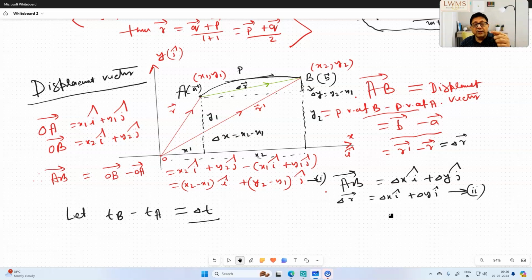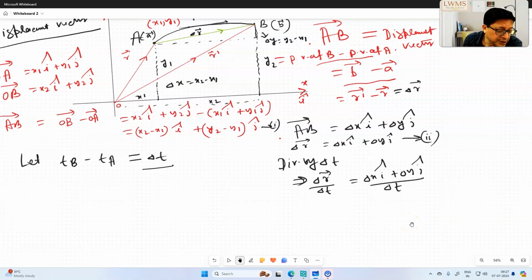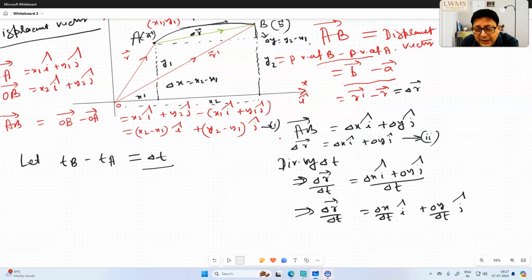In this relation, delta r equal to delta x i plus delta y j, you take this one as equation 1, this one as equation 2. We are going to define velocity in two-dimensional coordinate system. Let us divide both sides by delta t. This implies delta r by delta t equal to delta x by delta t i cap plus delta y by delta t j cap.